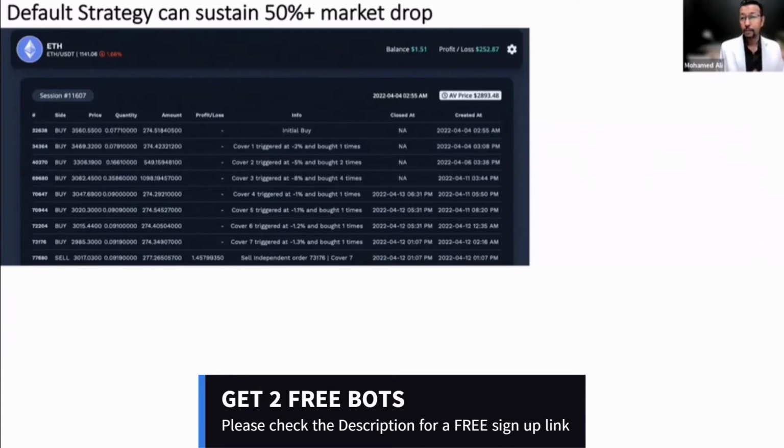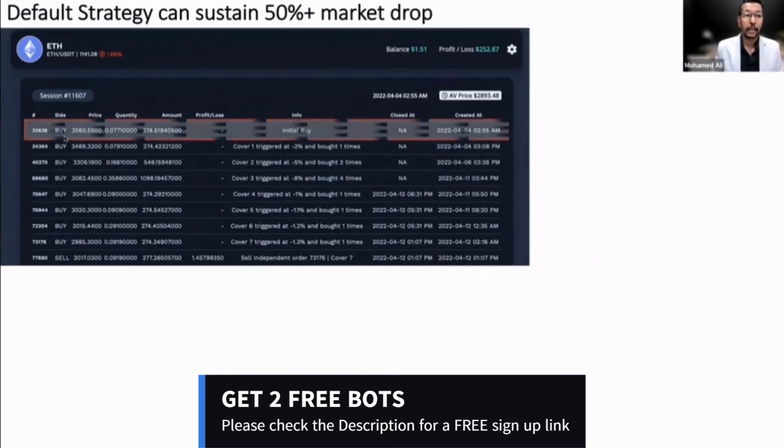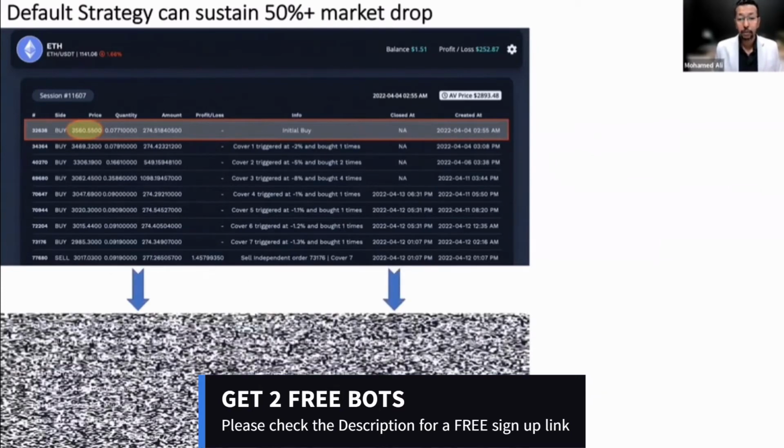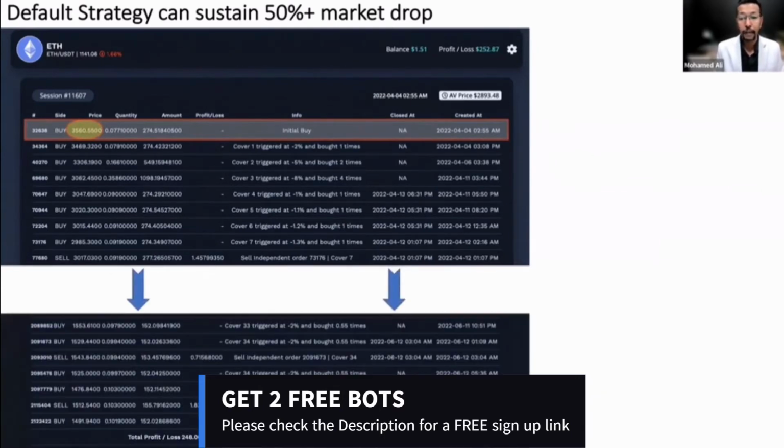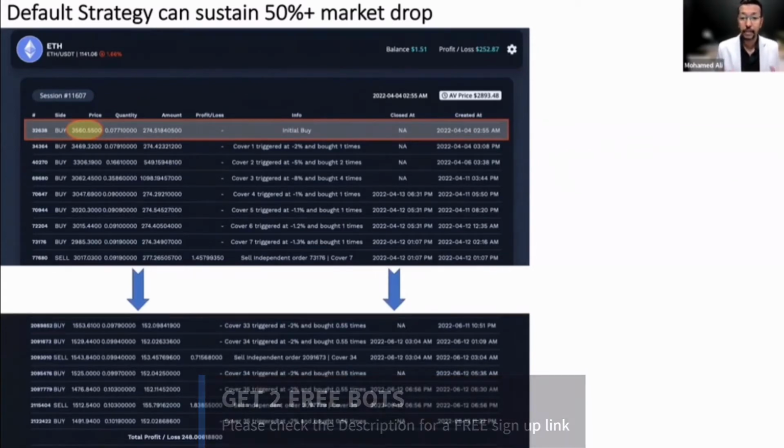We're going to talk specifically about this coin, Ethereum. It has been trading since 4th of April. If you can see here, it started when the price was 3,560 at the time we started this cycle. And then the market kept on moving down until it took the last cover, which is cover 35. Based on the previous strategy, as you know, we had 35 covers, and we said that 35 covers would sustain more than a 50% drop of the market.